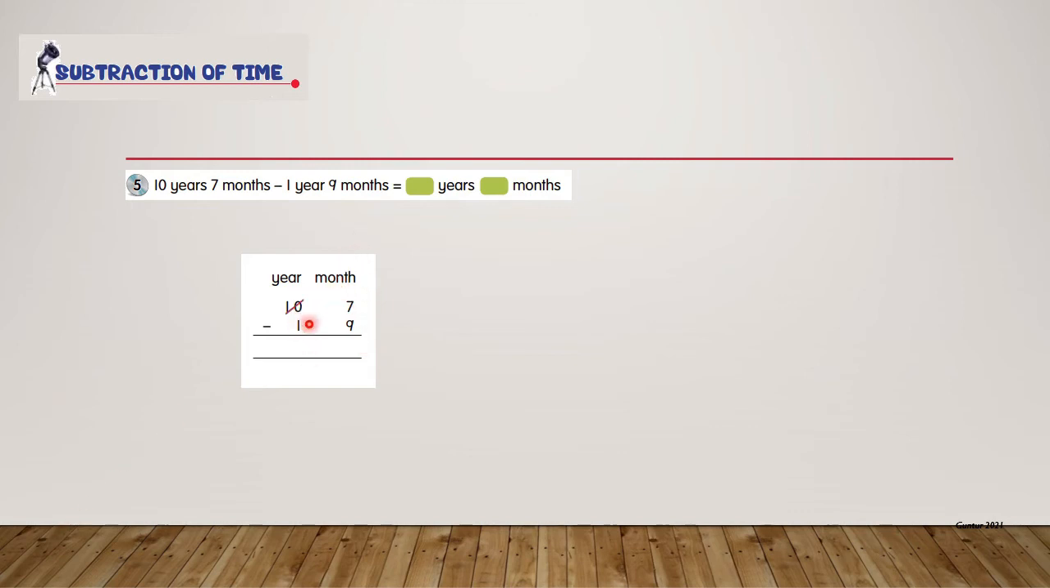So we cancel 10 years, it becomes 9 years. We are borrowing 1 year. 1 year is equal to 12 months. Okay, 12 months add with the 7 months in the question, so it becomes 19 months. So cancel the 7 there. Now only 19 subtract by 9 for months. 9 years subtract by 1 year becomes 8. For this part, the answer is 8 years and 10 months. We are going to the next slide.